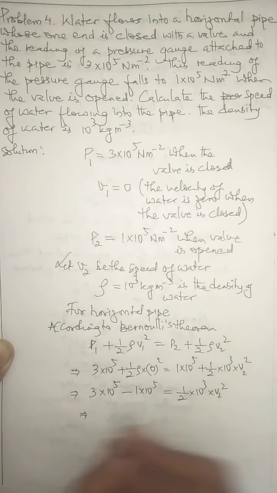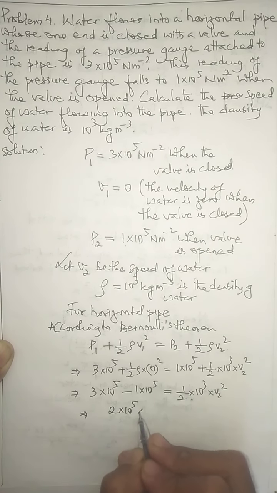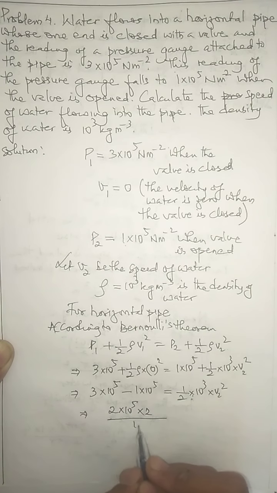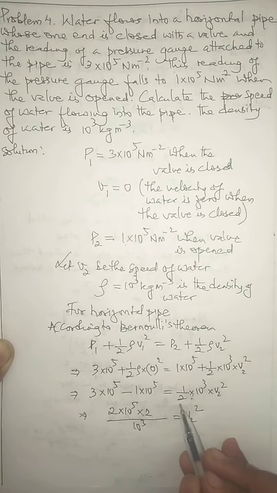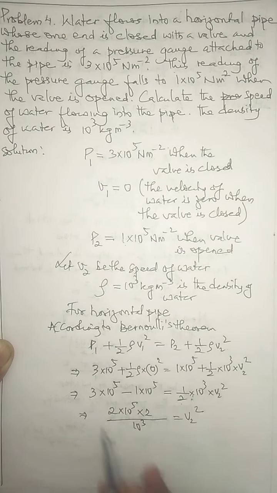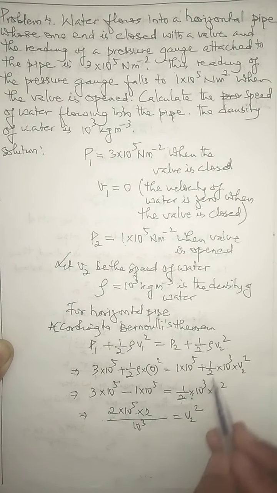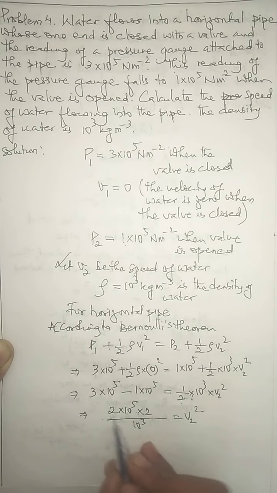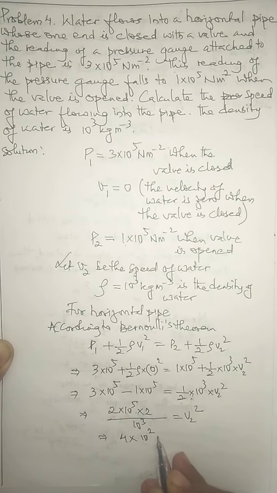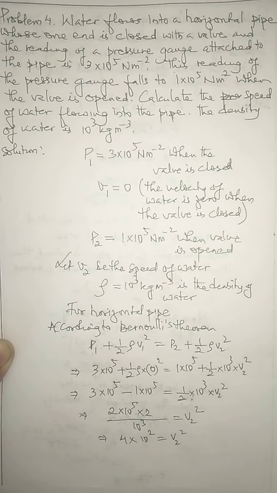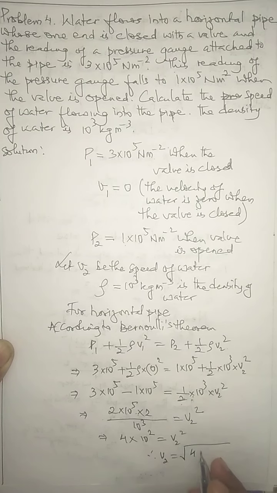So let me just subtract. This is 2 into 10 to the power 5, and multiplied by 2 and divided by 10 to the power 3, so that I make v2 square the subject. Children, I have done this directly by taking the half to the left hand side, because 3 minus 1 is 2, so 2 into 10 to the power 5 into 2, divided by 10 to the power 3 in the denominator. Now 2 twos are 4 into 10 to the power 5 minus 3, which is 2, equals v2 square. So what we need to find out is v2, therefore v2 is the square root of 4 into 10 to the power 2.